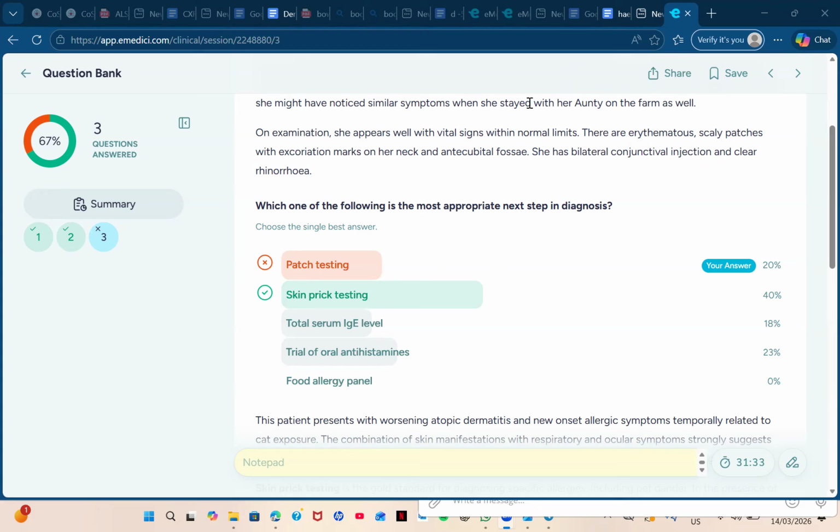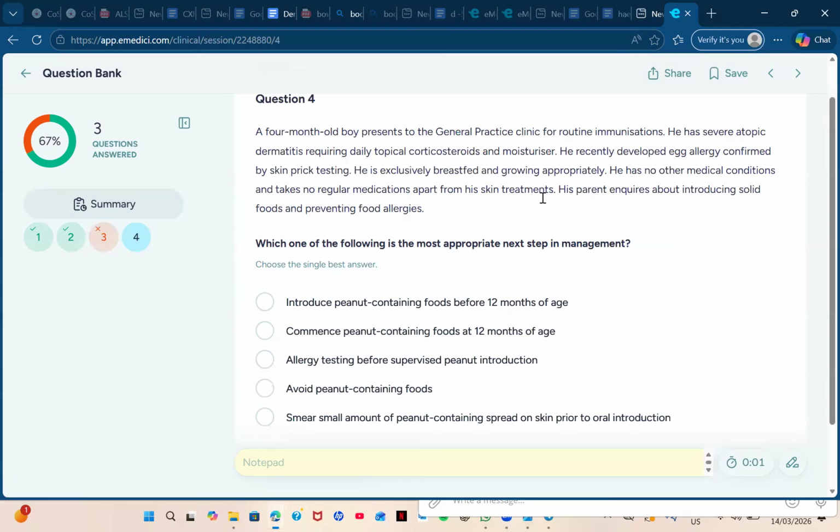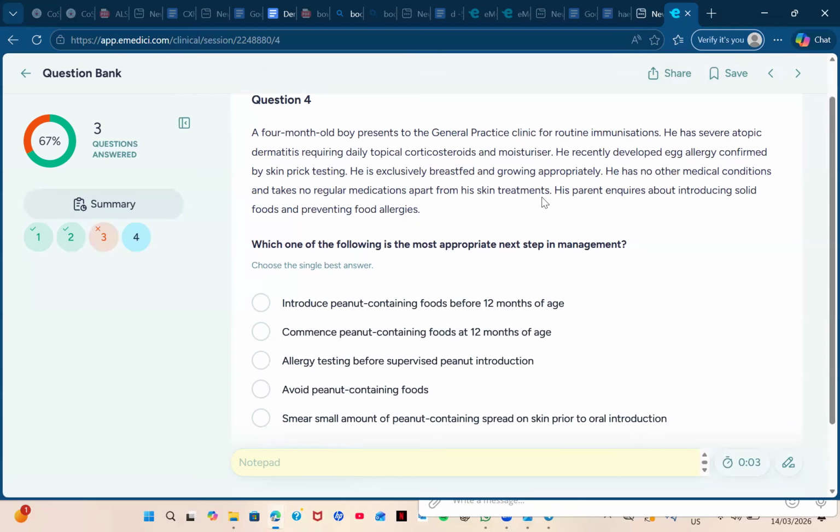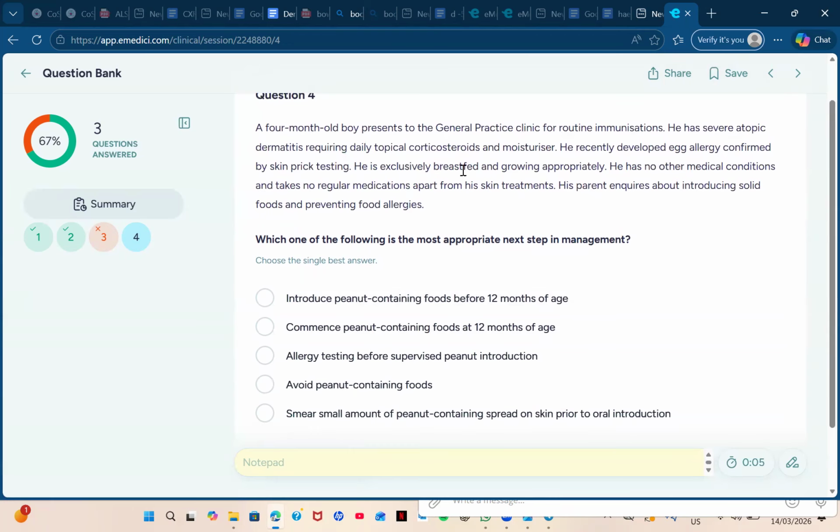So remember, atopic dermatitis is skin prick test. Allergic contact dermatitis is patch test. That is the thing you should take from this question. Good. Okay, we'll do this question now, and then we will move to the next one.